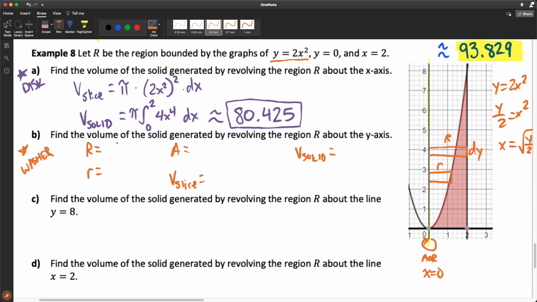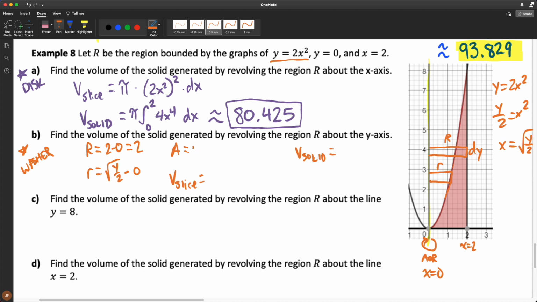So big R, we actually don't need that curve for big R. Big R goes from x equals 2 back to x equals 0, so 2 minus 0 is 2 for our outside. For our little r, though, we are going to need that, because our little r is determined by that curve. And so we've got root y over 2 minus our inside, which is x equals 0.